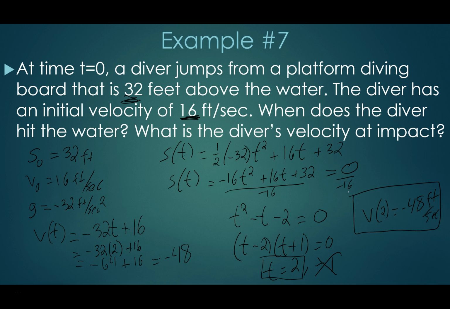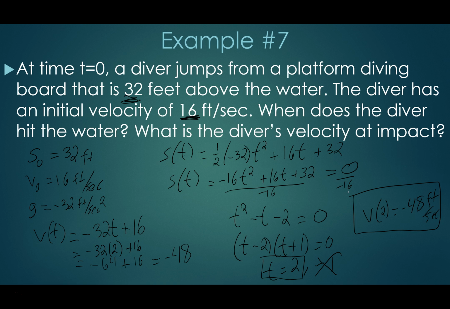Now remember, velocity is talking about direction. Speed is always the absolute value. So if they ask for the speed at impact, we would just say 48 feet per second. But velocity being negative tells us we're going down. If velocity had been positive, it would imply we're going up, which makes, again, no sense. We can't dive upwards. We're not a rocket ship.